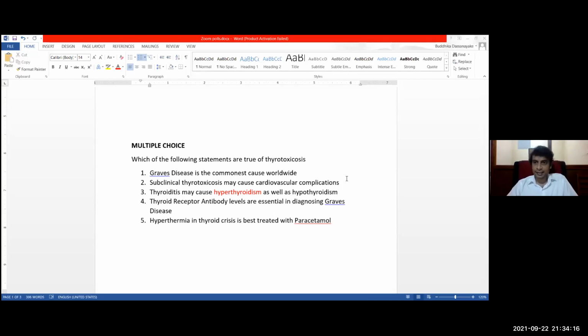About half of you have said that Graves' disease is commonest worldwide. About half of you have said that subclinical thyrotoxicosis may cause cardiovascular complications. Again, a tip in answering questions, anytime that an MCQ response says may cause or may not cause, you are safe in answering it as true, because there's no never and there's no always in medicine. So if anything says may, you're pretty sure that that's a correct response. Thyroiditis may cause hyperthyroidism as well as hypothyroidism. That's an exception to where may cause is actually correct. That is because hyperthyroidism is defined as something different. And most of you have answered that as correct. Thyroid receptor antibodies are essential. About 1/3 of you have answered that as correct. Hyperthermia, I'm glad most of you have not marked that as correct. So you've understood the problem there. Good.